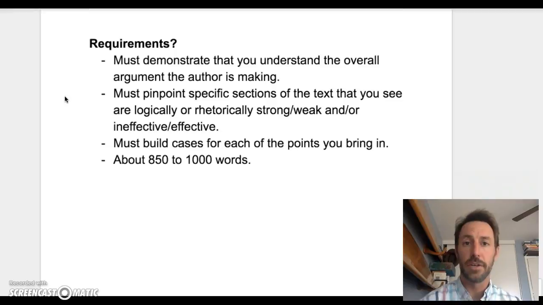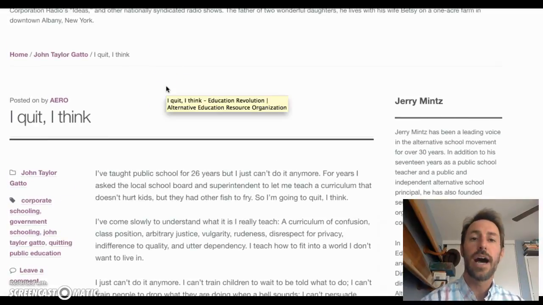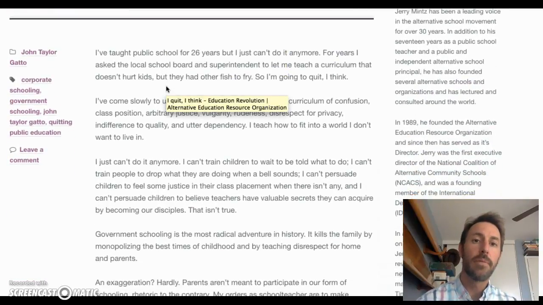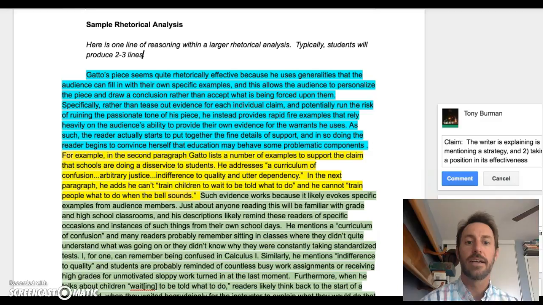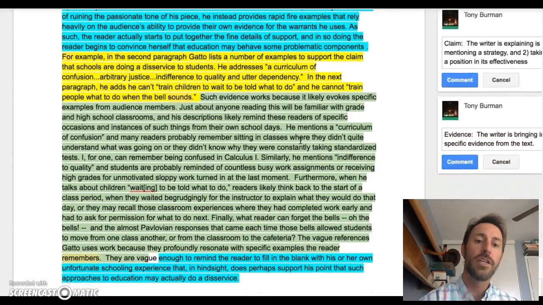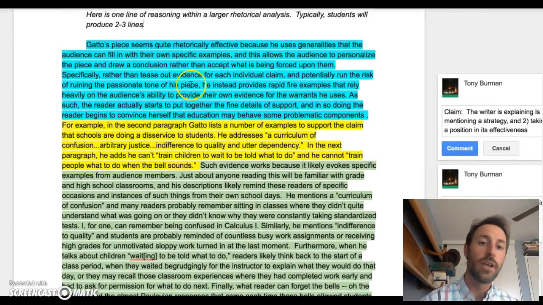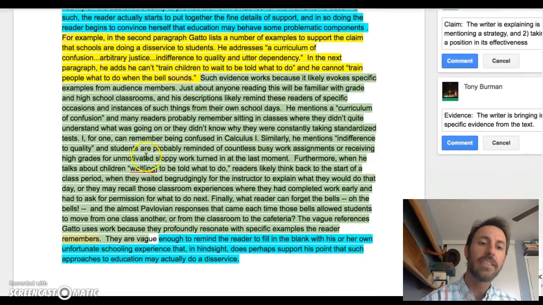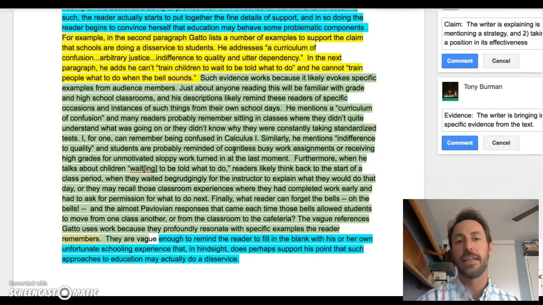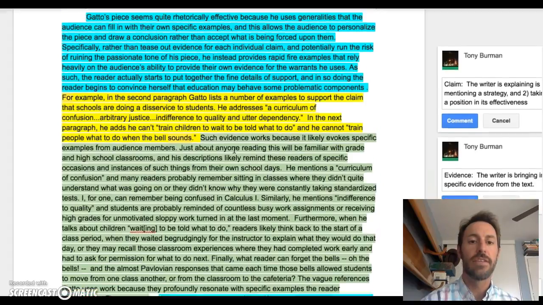Now, I've also provided you an example excerpt from a student rhetorical analysis. And this analysis is based on the I Quit, I Think text that I gave you a couple of weeks ago. And so it probably would make some sense to refamiliarize yourself with this text and then take a look at this sample rhetorical analysis excerpt. I've color-coded the excerpt so that you can see exactly where the claim is being made initially, how the author is bringing in the text, and how the author is actually reasoning through how they see that op-ed working. So you have these materials too.